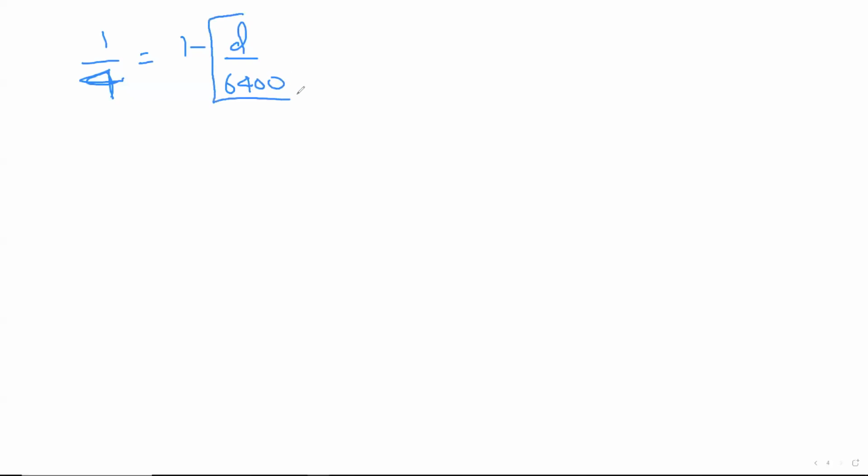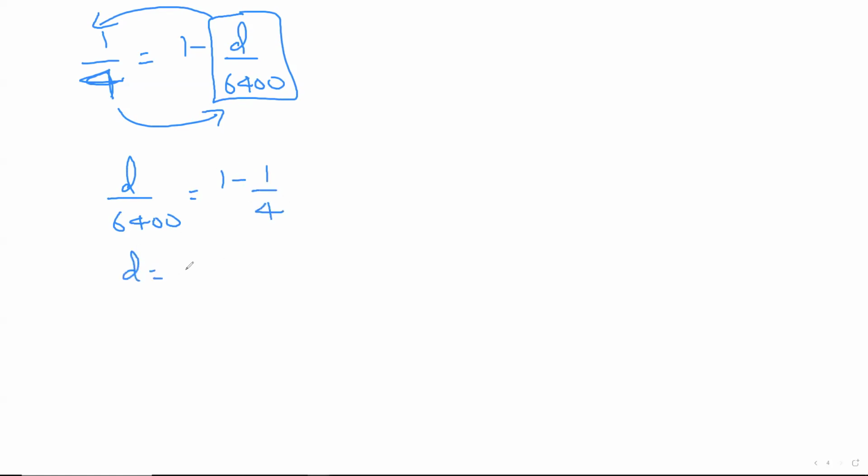This whole thing has a minus next to it. So shift it to the other side. Shift the 1 by 4 to the right hand side. So once the minus gets shifted, it becomes D by 6,400 kilometers is equal to 1 minus 1 by 4. Okay. So D is equal to 1 minus 1 by 4. The answer is 3 by 4 into the 6,400 goes that side.